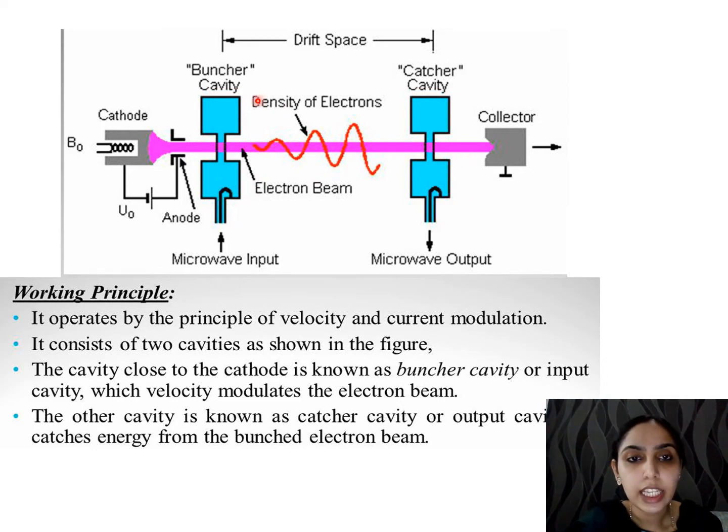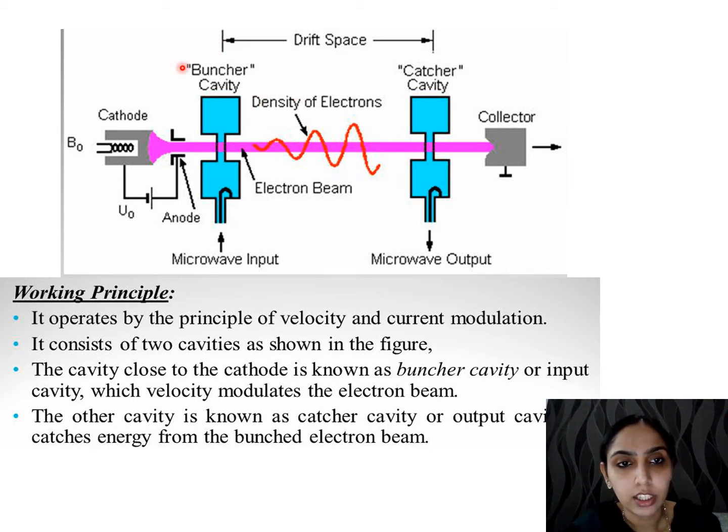Here we can see that there are two cavities. One is called the buncher cavity. The cavity which is closer to the cathode is called the buncher cavity, and the other cavity which is closer to the collector is called the catcher cavity. We will have a DC voltage provided, and to the buncher cavity we provide the microwave input, and from the catcher cavity we get the microwave output.